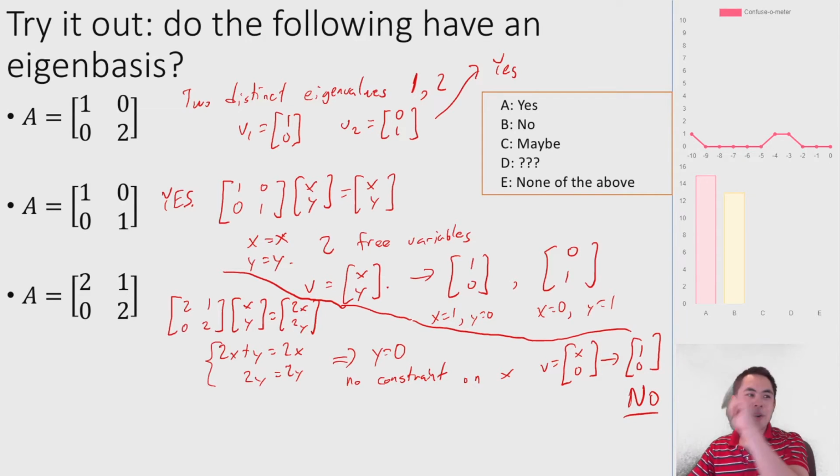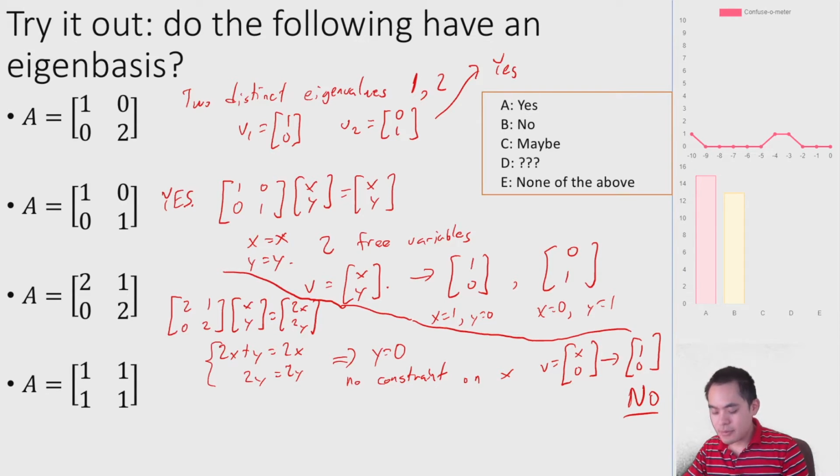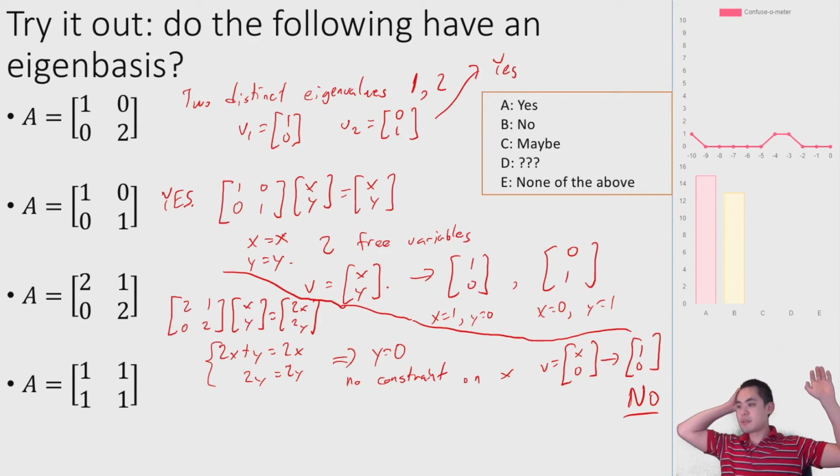Okay, let's try one last one. So, [1, 1; 1, 1]. You've seen this matrix before. So, does this have an eigenbasis? And let me reset before you guys answer this.